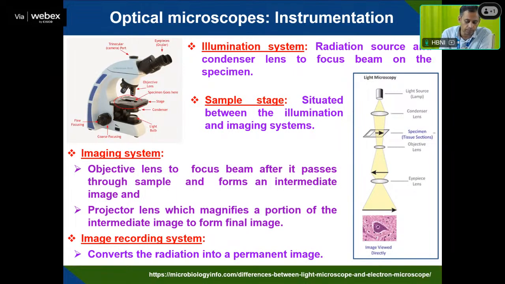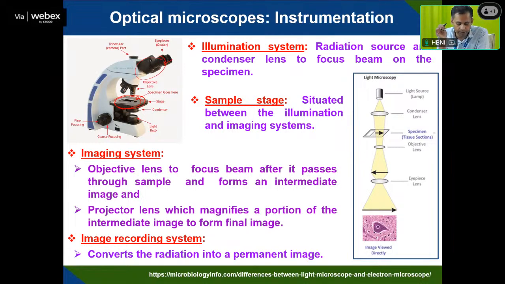You can see here, this is the sample stage, in a conventional optical microscope. You have an eyepiece here and the lenses are here. You can see the sample is kept here. You are able to see the images from here. And then you have an imaging system. This is the imaging system that is there.